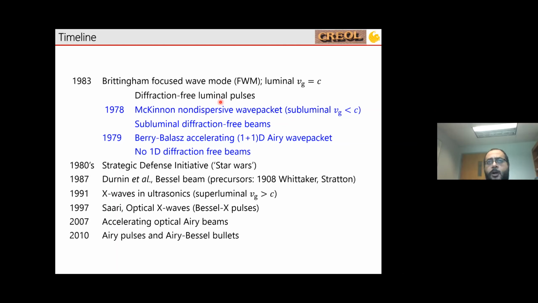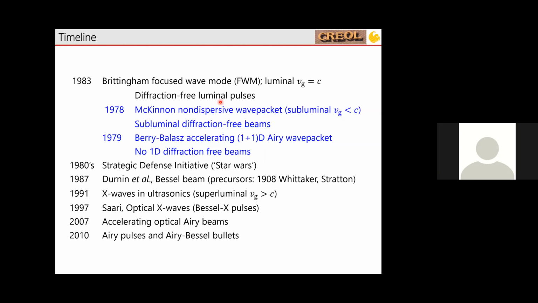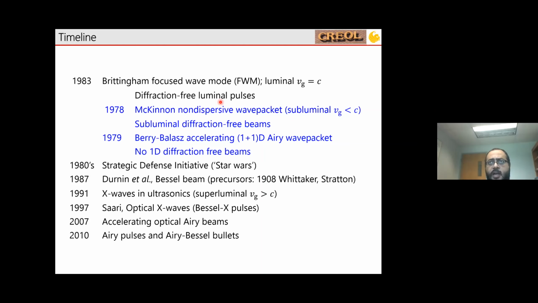There are a couple of previous relevant results, but they were both, whether by McKinnon or Berry, produced in the context of quantum mechanics and so went unnoticed at the time by the optics community. Brittingham's paper was the first that alerted the optics community to the fact that there may be optical field structures that propagate with unexpected characteristics.